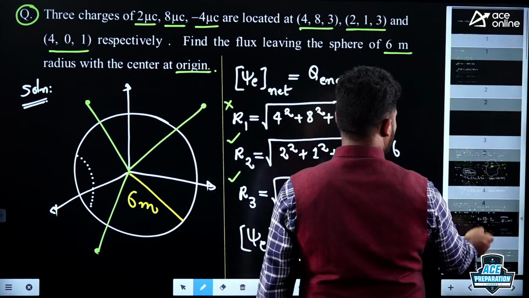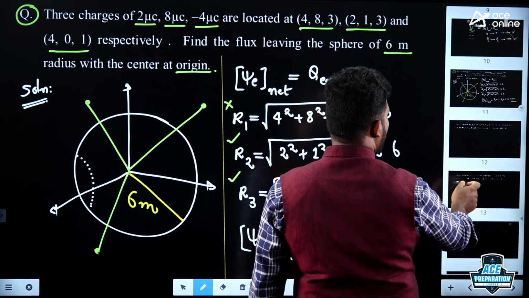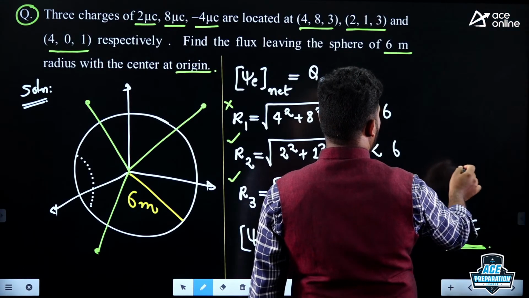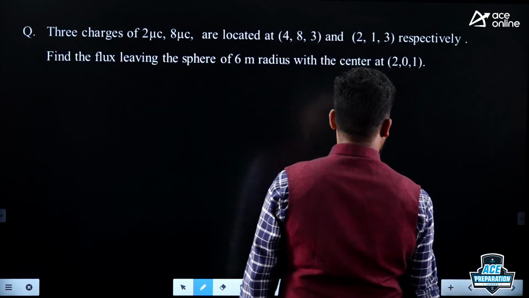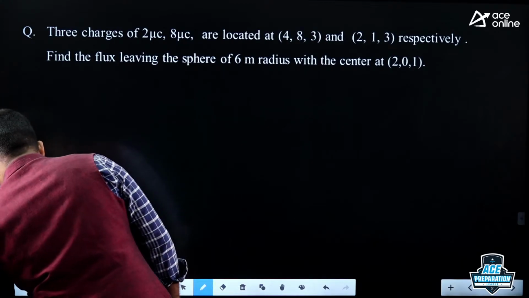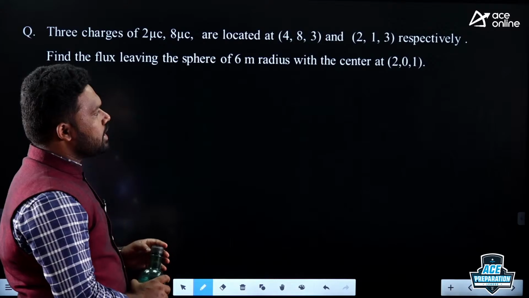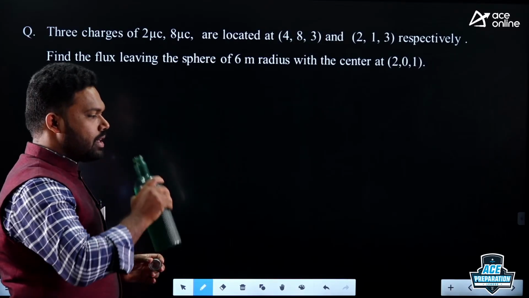Okay, friends? Yes? Simple. You need to consider only the charges which are inside and you need to discard the charges which are outside. Let us take one more question. I have changed that question a little bit here. Instead of the center at the origin, I have considered the center at (2, 0, 1).